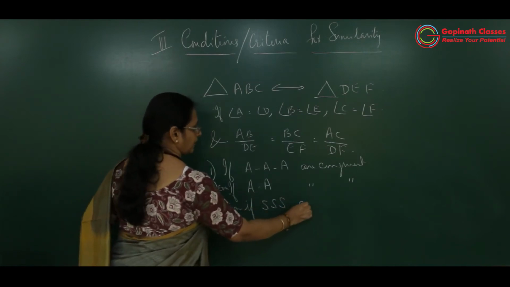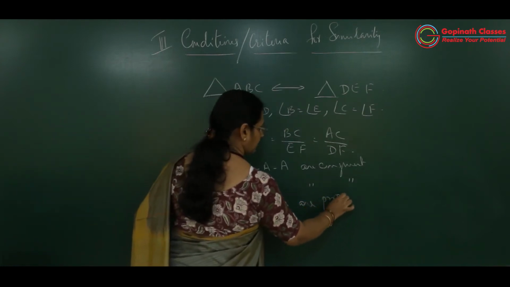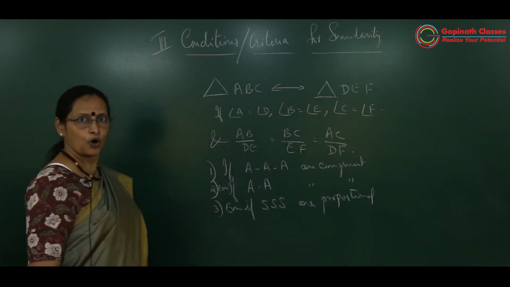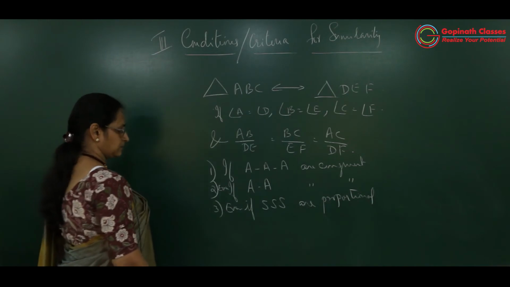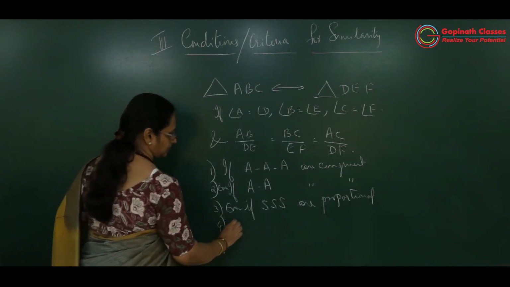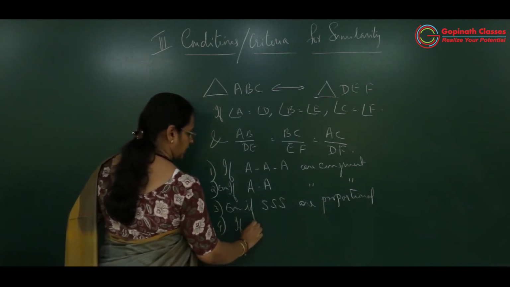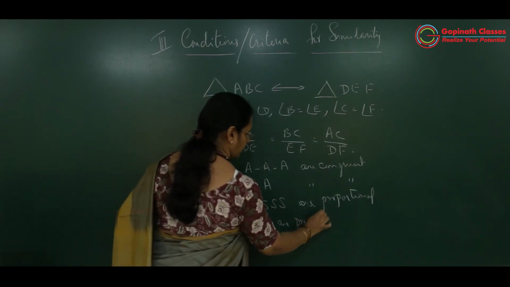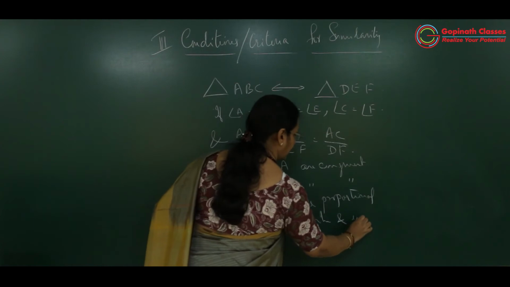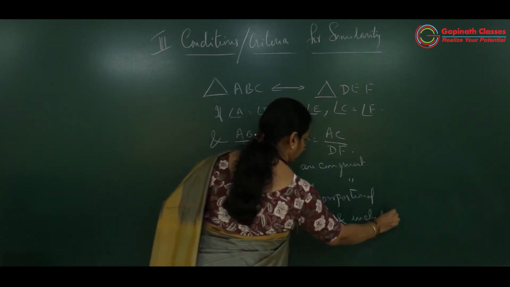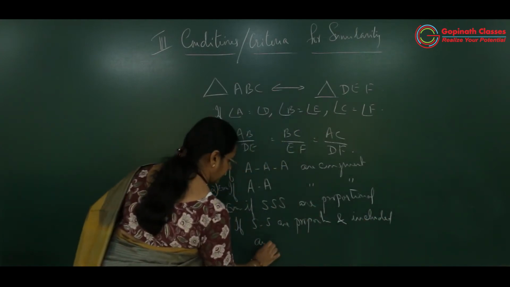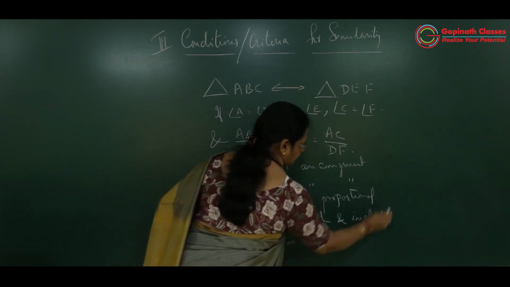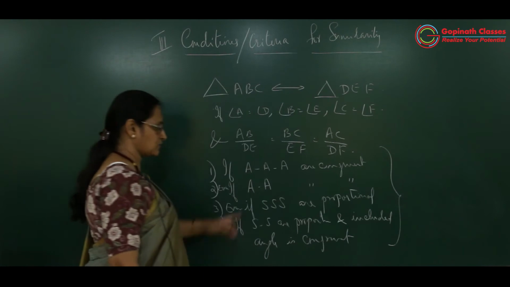Third, if 2 sides are proportional, all 3 sides are proportional. Fourth, if 2 sides are proportional and included angle is congruent.